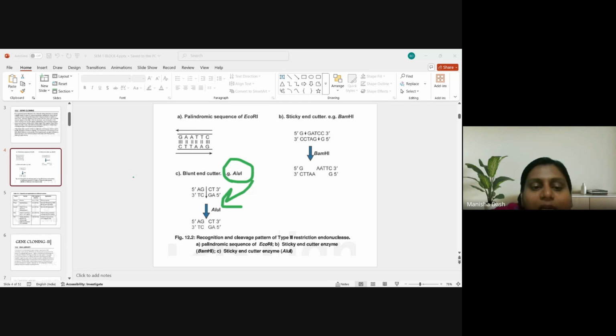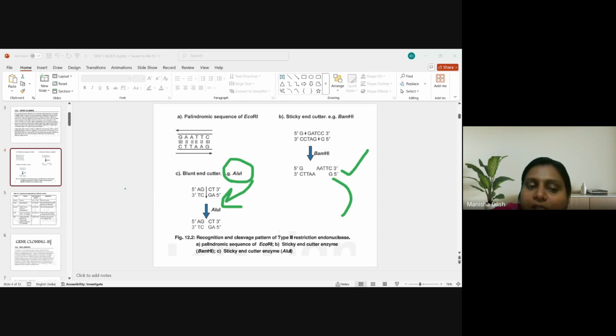Here it is creating a sticky end. Sticky end means it is unequal. So here the ligation is a little bit easier, because a similar cut will be made on the vector also. The vector will have a complementary pairing to this part of the gene, and they can easily ligate. But here it is creating a blunt end.